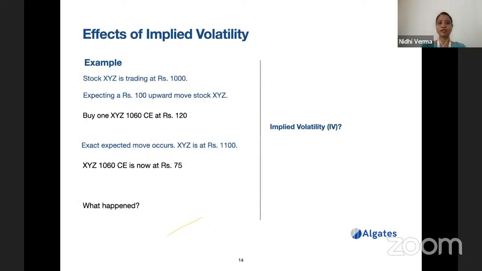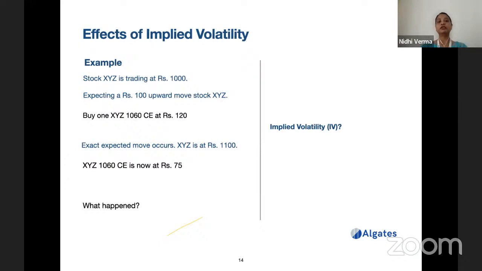So how does it matter? Let's take a look at an example. This is just a theoretical example, not an actual one. Suppose there is a stock, XYZ stock, and it is trading at ₹1,000.